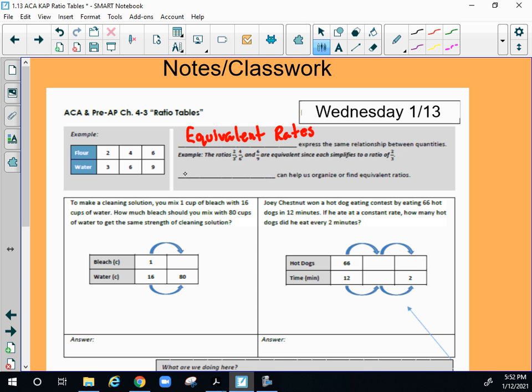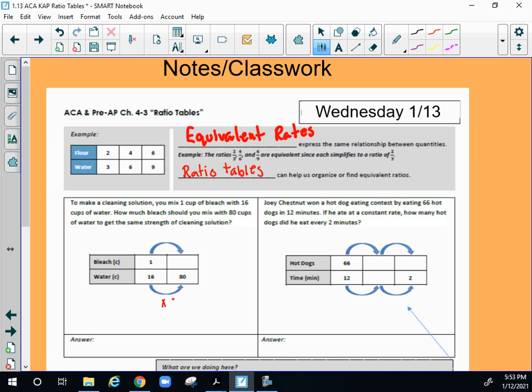The second blank says ratio tables can help us organize to find equivalent ratios. In our first example, it says, to make a cleaning solution, you mix 1 cup of bleach with 16 cups of water. How much bleach should you mix with 80 cups of water to get the same strength of cleaning solution? So if you look here, there's a relationship between 80 and 16.